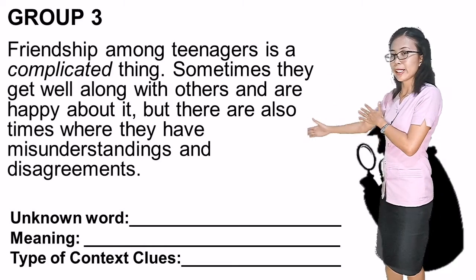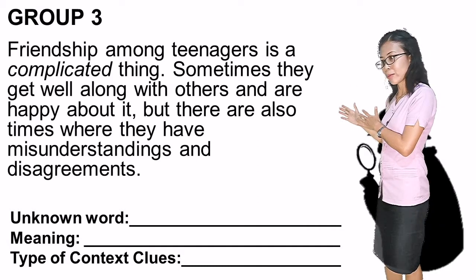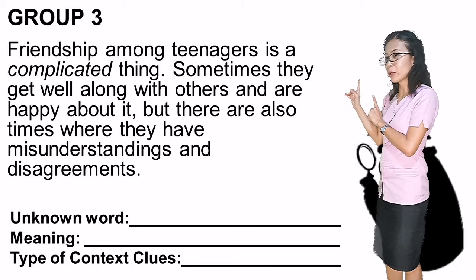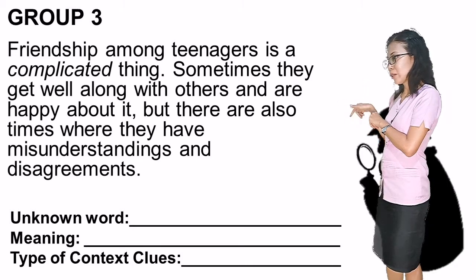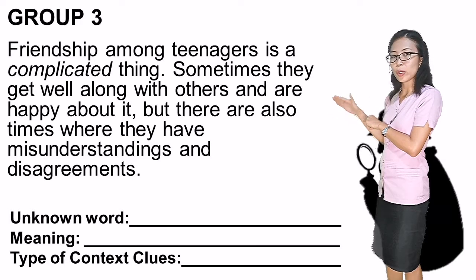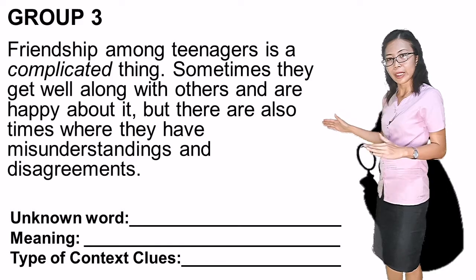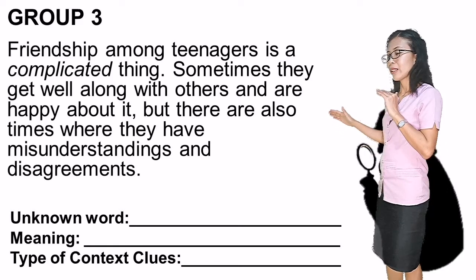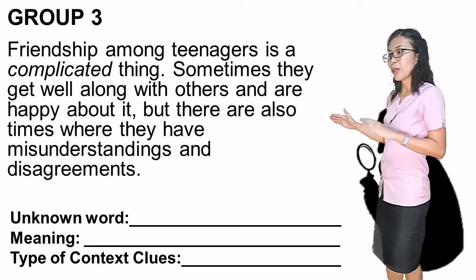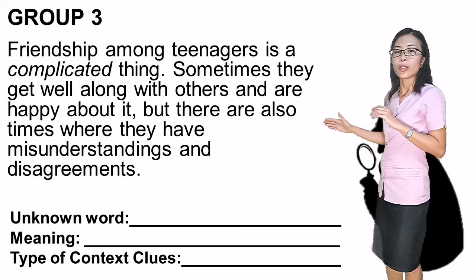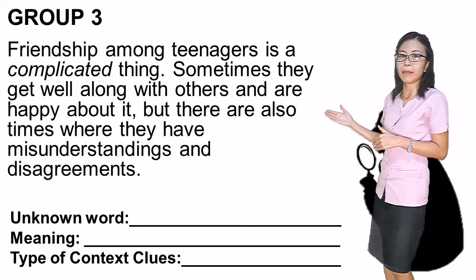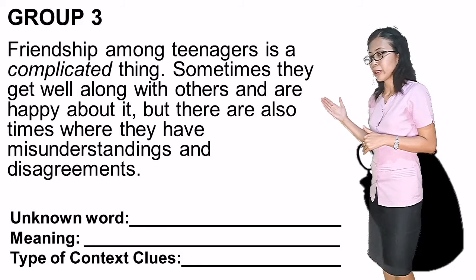It has a lot of words in the sentence, but you have to give one unfamiliar word, write the unknown word, and give also the meaning based on your word investigation. And after giving the meaning of that unfamiliar word, you have to write what type of context clue you used, or explain why you came up with that meaning of the unfamiliar word.